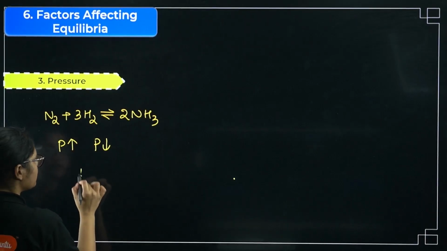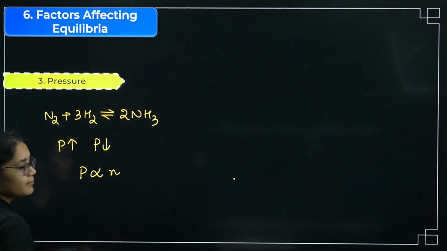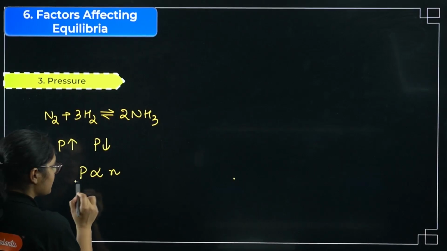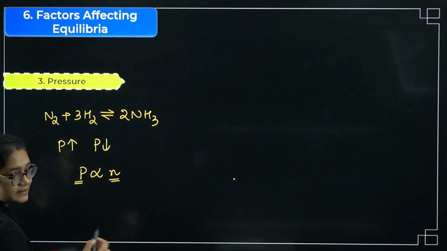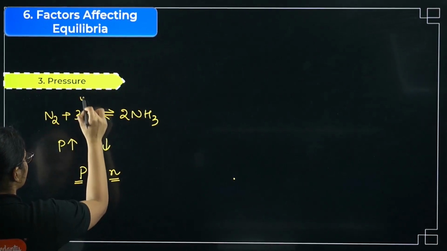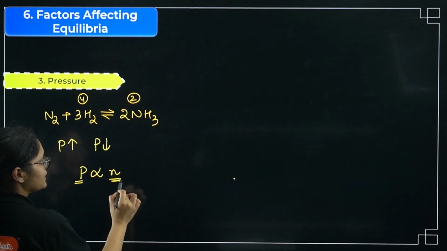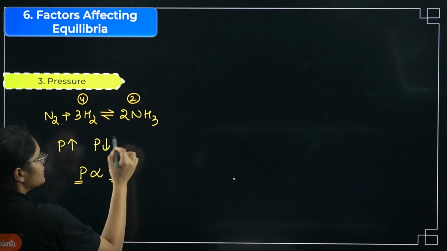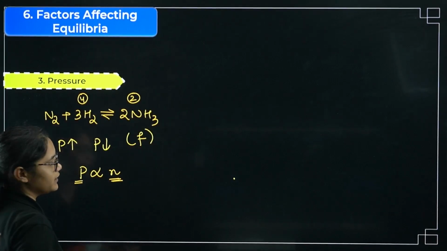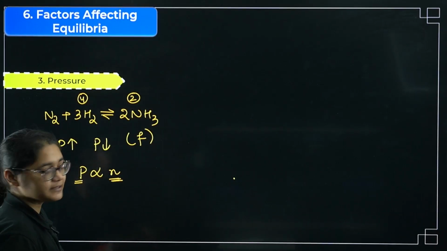Now we know that pressure is directly proportional to number of moles. So if I am decreasing the pressure, the reaction will go towards less number of moles. And if I see, this side there are 4 moles, this side it is 2 moles. So reaction will go towards less number of moles, this side. So I can say that reaction will go in forward direction in this particular example. It is not always like this.